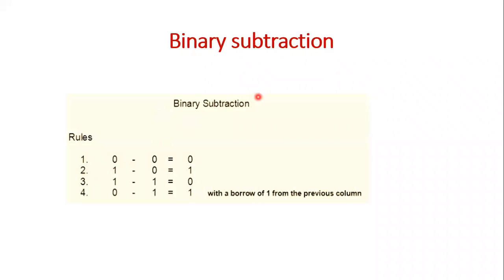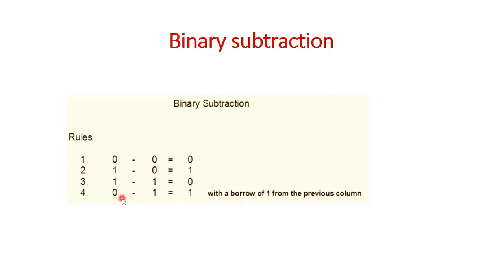Next one is binary subtraction. So how to perform binary subtraction? First, 0 minus 0 is 0. Then 1 minus 0 is 1. 0 minus 1 is 1. 1 minus 1 is 0. 0 minus 1 is 1 with a borrow of 1 from the previous column.